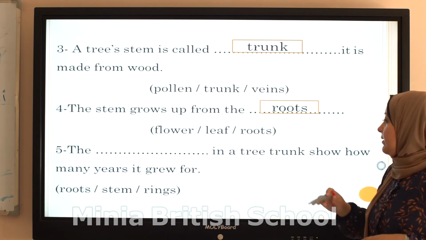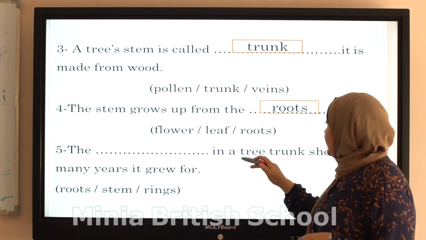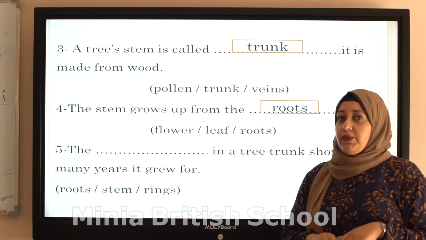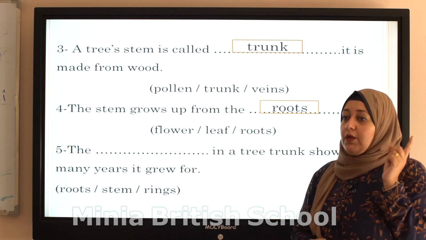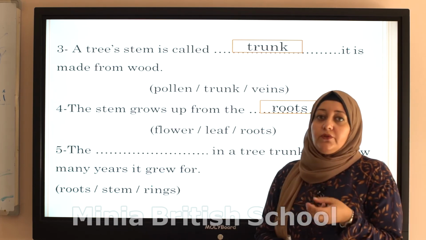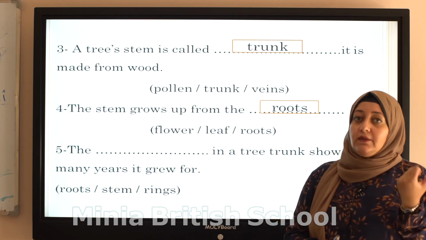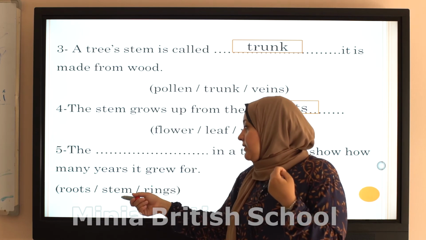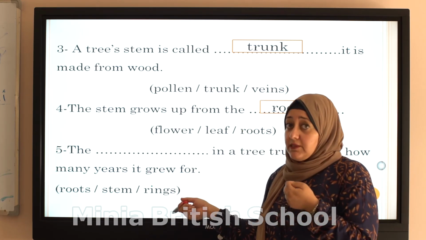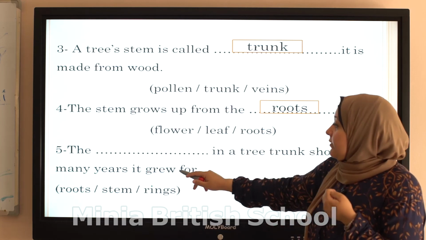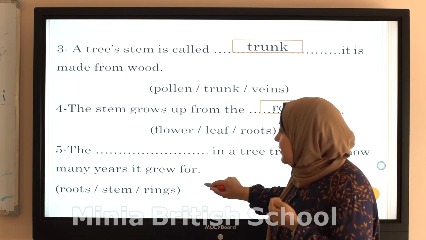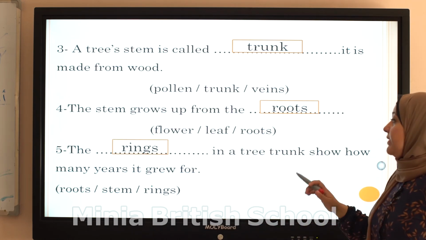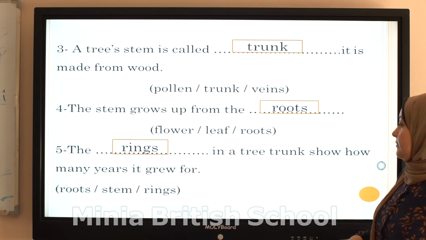Number five, the space in a tree trunk shows how many years it grew for. We said, how can we know the age of the plant or how many years old this tree is? We can know it by the roots, by the stem, or by the rings. Of course, we can know the age of the plant by the rings. So the rings in the tree trunk show how many years it grew for.